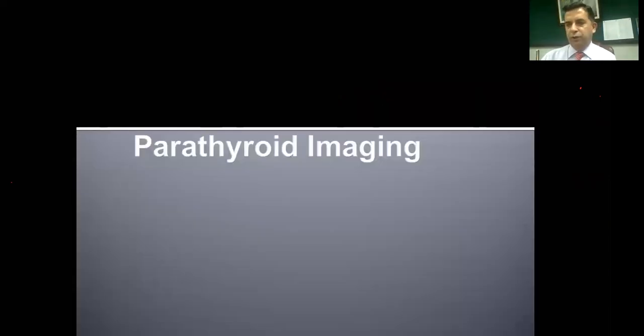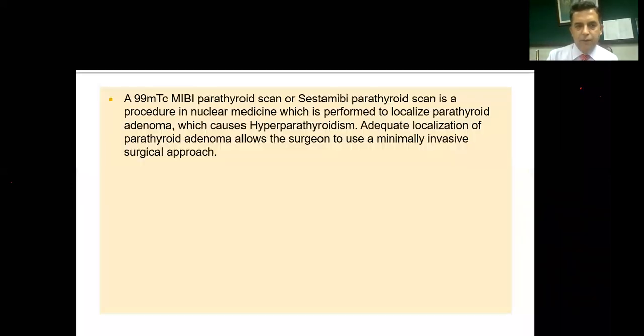Now, coming briefly to the parathyroid images, I'll be showing you a few parathyroid images. First, a bit of an introduction to how we do parathyroid imaging. The parathyroids don't concentrate iodine, so they are not visible on the thyroid scan. And they are very difficult to localize on other imaging modalities: if they are small on the CT, or if they are ectopic on the CT and ultrasound, they are difficult to localize.